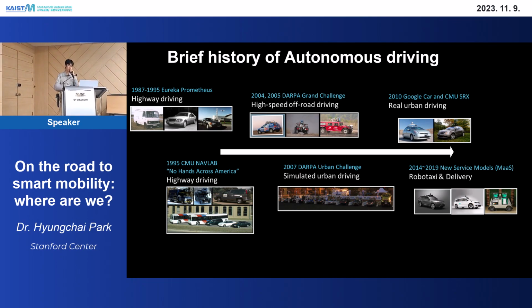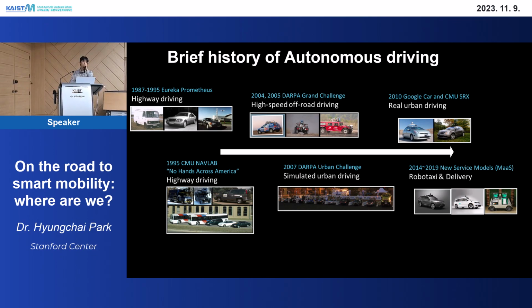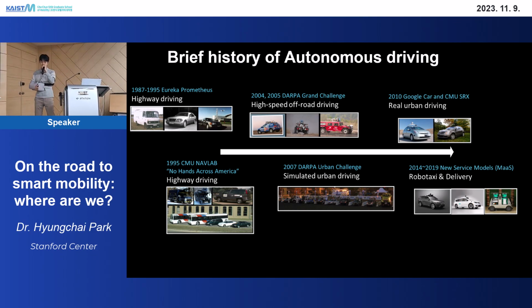So first, let's check the brief history of autonomous driving. Even in the 1980s or 90s, there were a lot of projects to make highway autonomous driving possible. But the autonomous driving that we know today starts in 2004 through the DARPA challenge. DARPA is the abbreviation of the Defense Advanced Research Projects Agency, led by the U.S. Department of Defense.